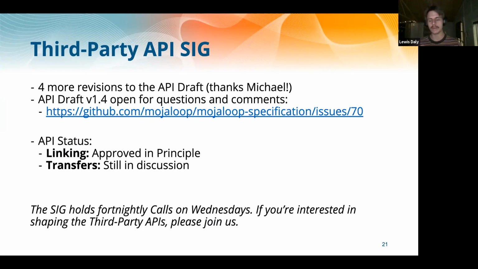As far as the API status goes, we've divided the API into two sections. One is linking, the process of linking an account from a PISP to DFSP. And the other is transfers, the process of initiating a transfer from a PISP. So linking has been approved. We're pretty happy with that. Probably needs a few tweaks here and there, just minor things, data models and whatnot. And transfers are still in discussion.